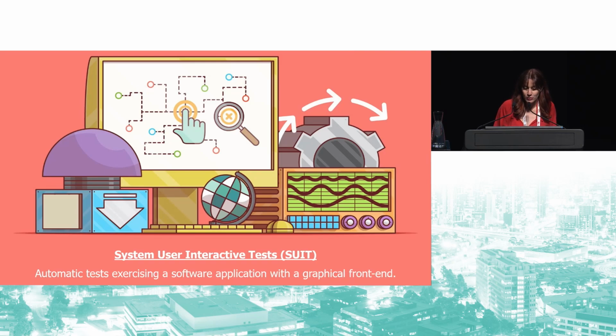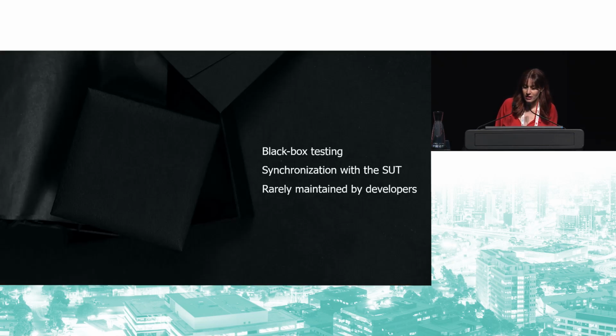All right. So we'll be talking about system user interactive tests, which are automatic tests that exercise the software application with a graphical front end. Generally, this kind of tests are black box, which means that they are not supposed to have visibility on the system under test. Yet, one of their main challenges is to ensure synchronization with that system, because most of the time we are performing events on graphical elements, and we have to wait until we observe certain states. And finally, they are mainly maintained by QA teams, quality assurance teams, which do not necessarily have a development background, and this affects the way they are created and maintained.